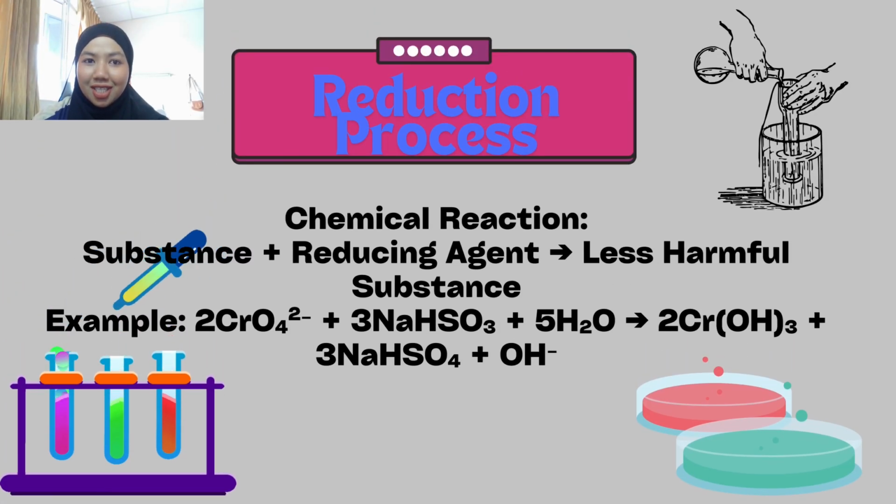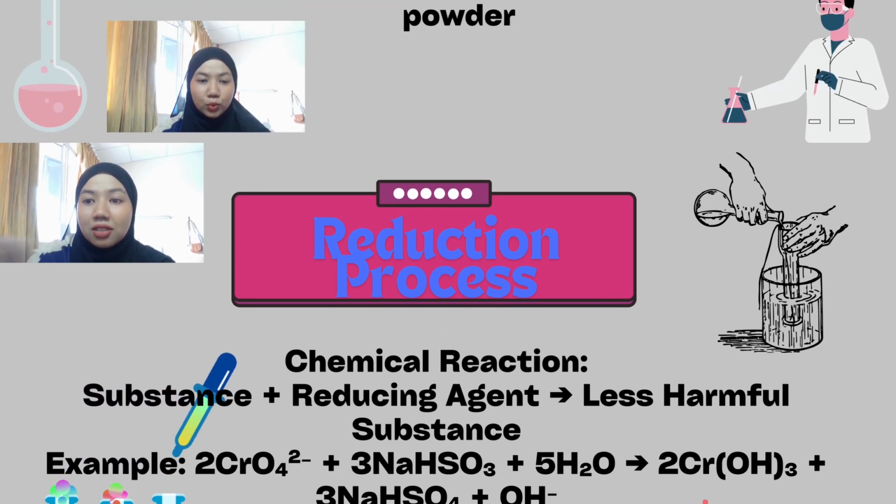In the reduction process, a substance reacts with a reducing agent, resulting in a less harmful product. For example, hexavalent chromium can be reduced to trivalent chromium using sodium bisulfite. The chemical reaction is as follows in the slide. The reaction significantly reduces the toxicity of chromium, making it safer for disposal.